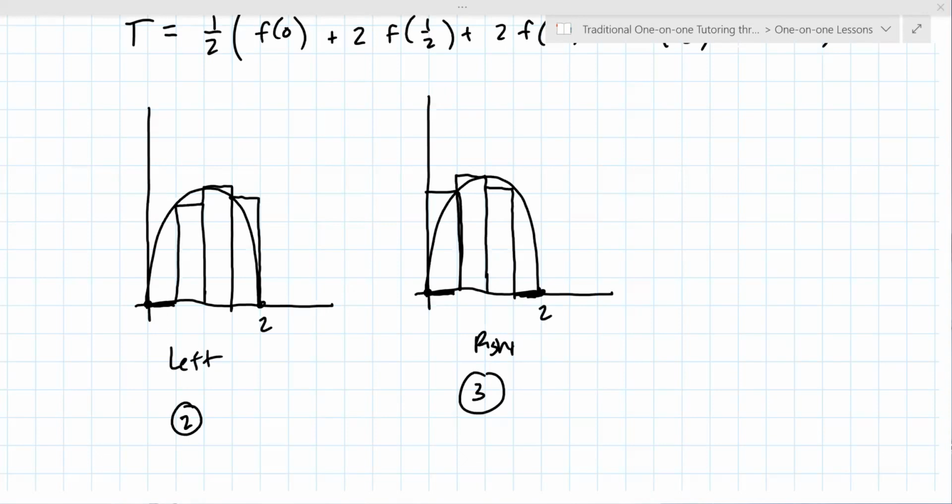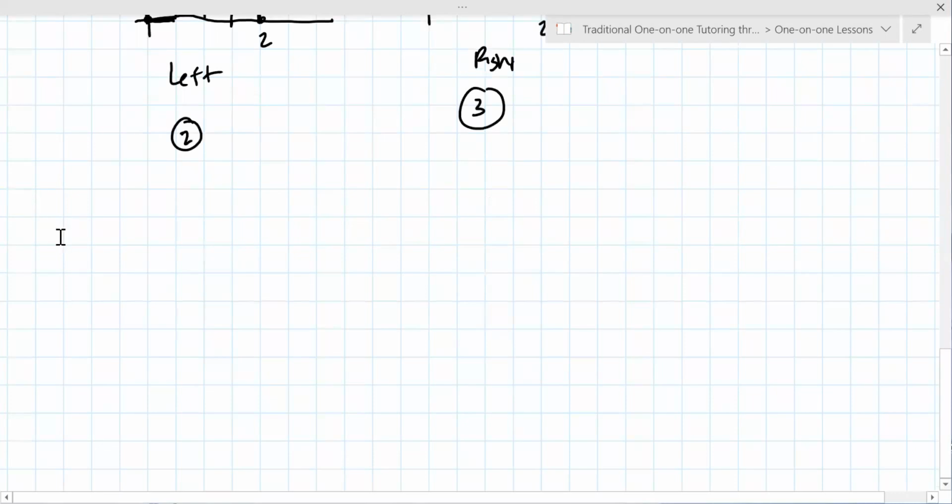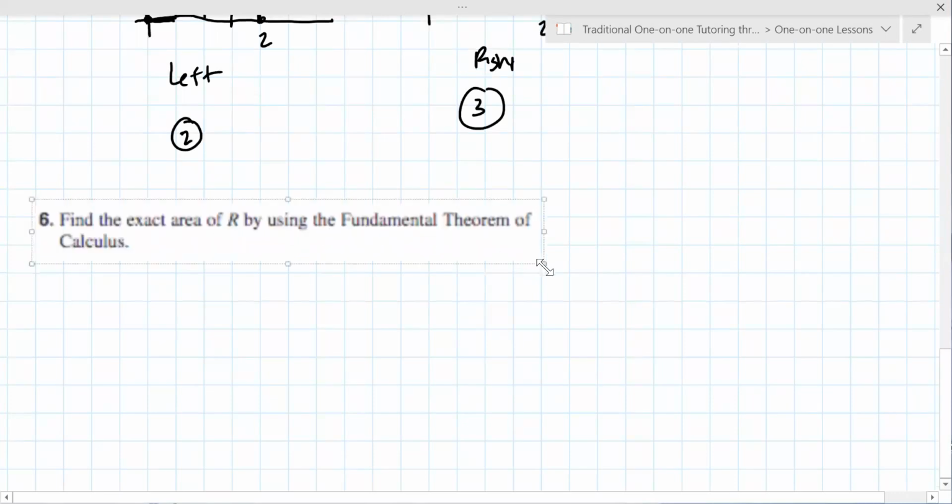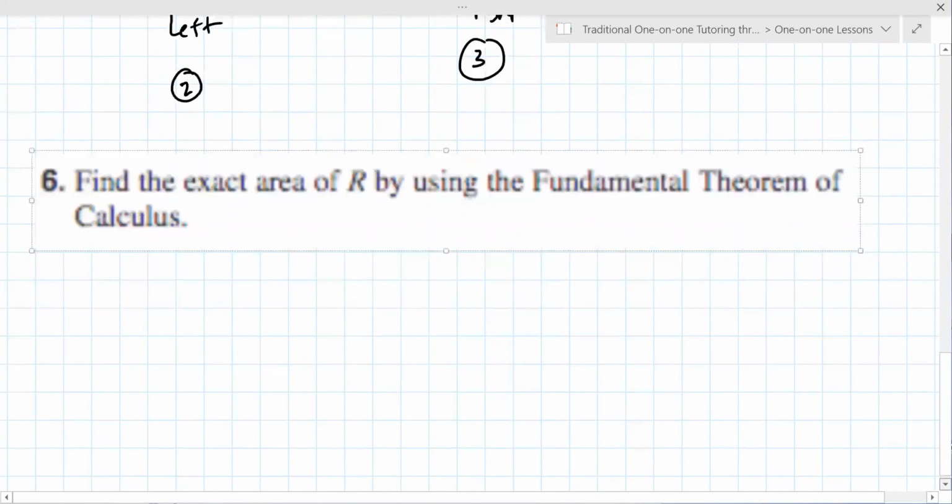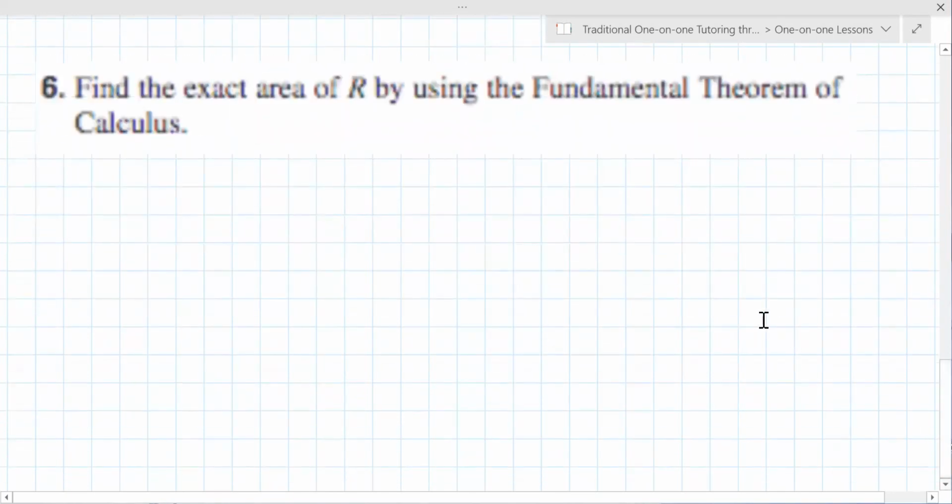Okay. So 6 says to find the exact area using the fundamental theorem of calculus. Mm-hmm. And I don't know how much you know, because I never know where you are in the course on this. The fundamental theorem of calculus is saying, what is the integral from 0 to 2 of 4x minus x cubed dx? Is that something you know how to do or not? I recognize it, and we did it. I'm not sure if I completely know how to do it.